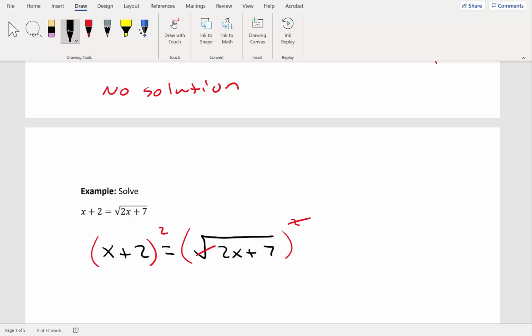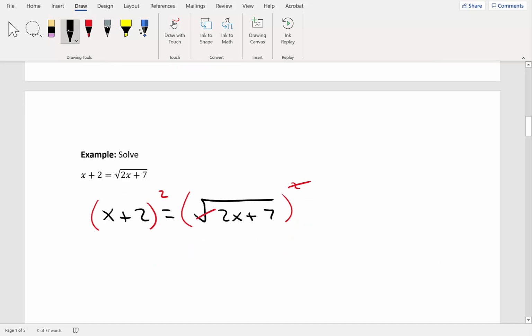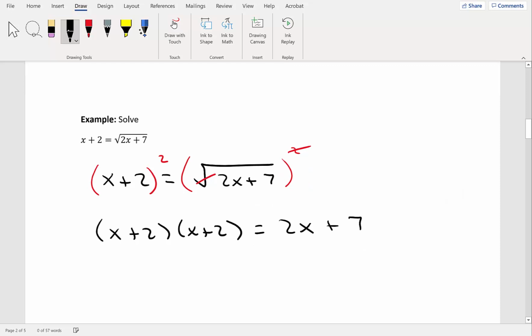But now on this left-hand side, x plus 2 raised to the second power, be careful there because this is x plus 2 times x plus 2. And I have equal to. On the right-hand side, square root and second power canceled out. I'm left with equal to 2x plus 7. Now let's continue to solve. Let's actually multiply out the x plus 2 times x plus 2. You're going to have to distribute.